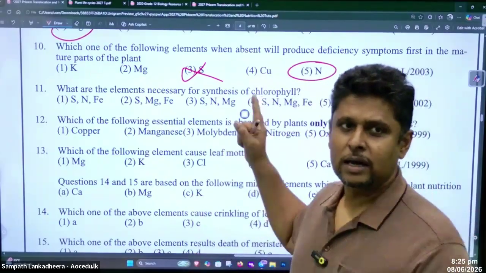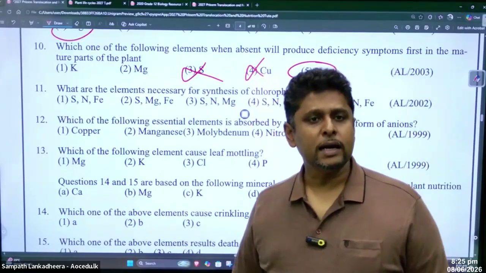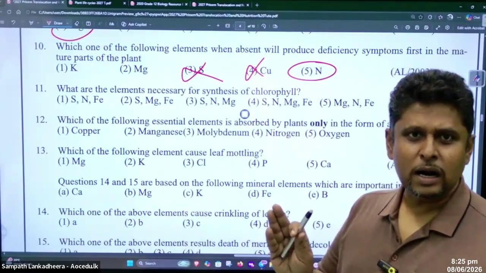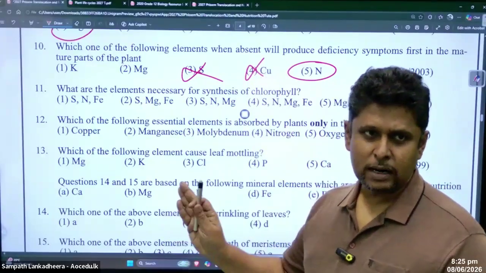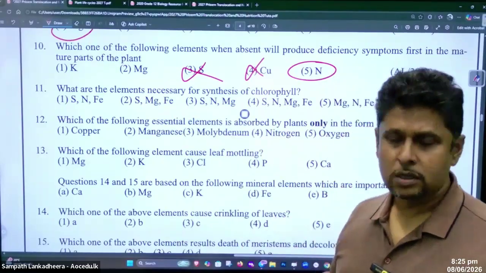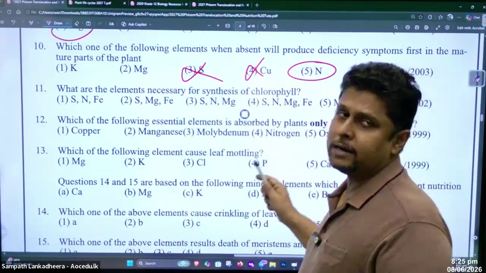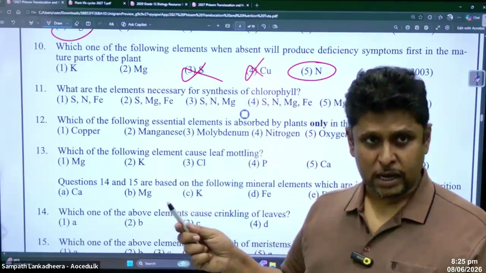Now, copper you can't take anyway. Copper and sulfur you can't take. You know the logic. Why? Copper is a trace element, so you can't take that. Sulfur you can't take because the deficiency appears in young ones. So potassium, magnesium, nitrogen, those three can be close answers.